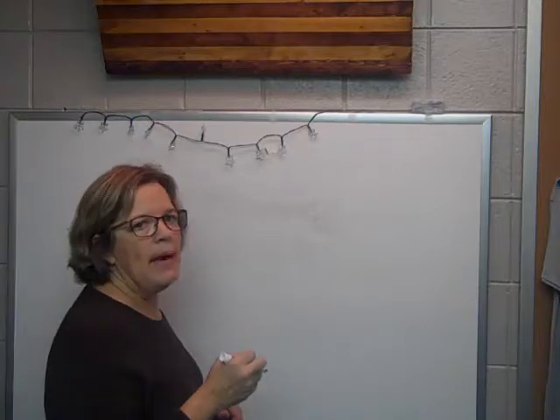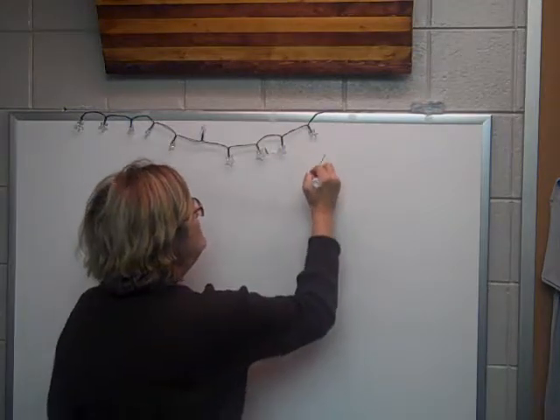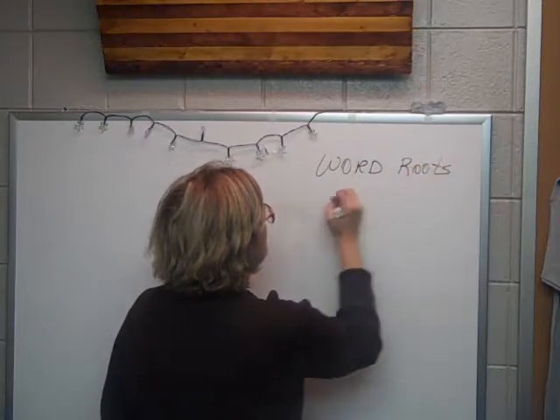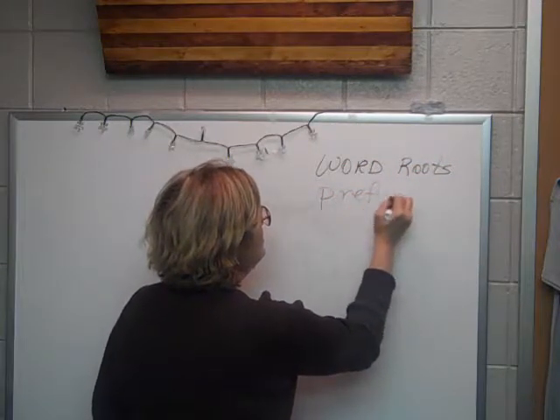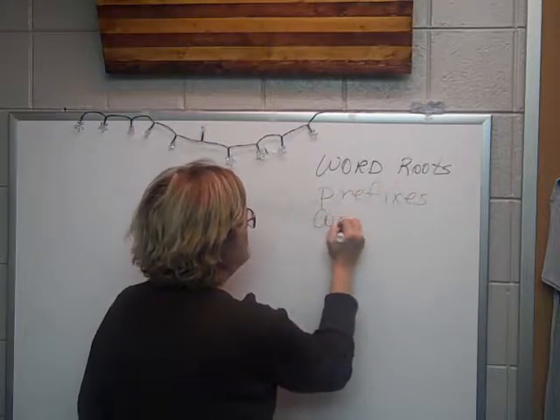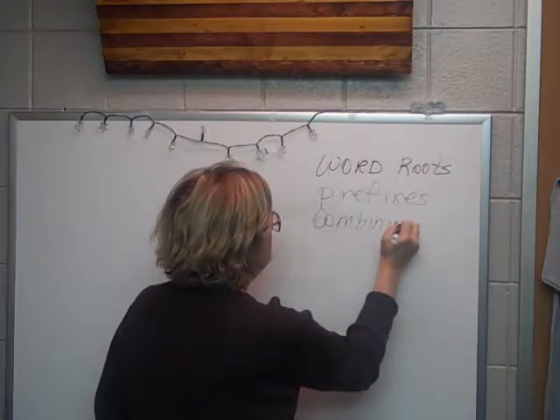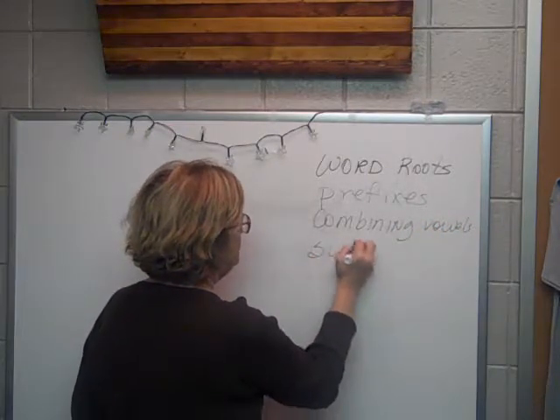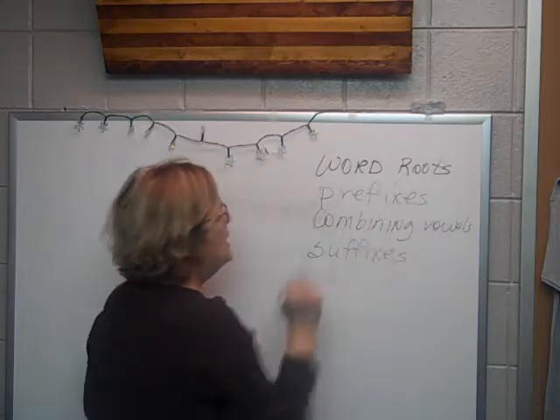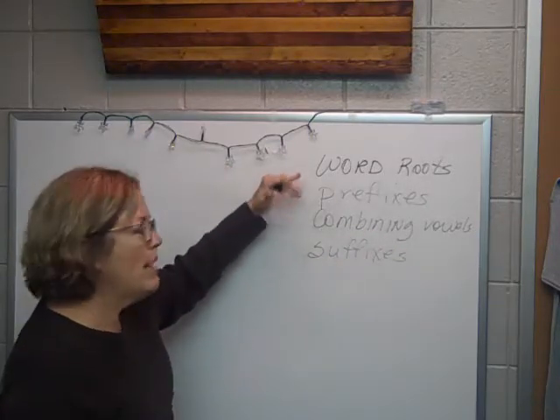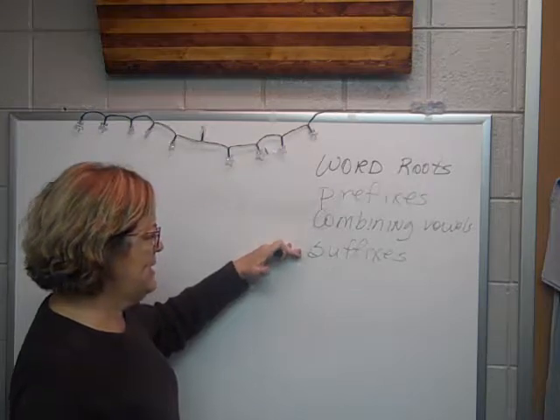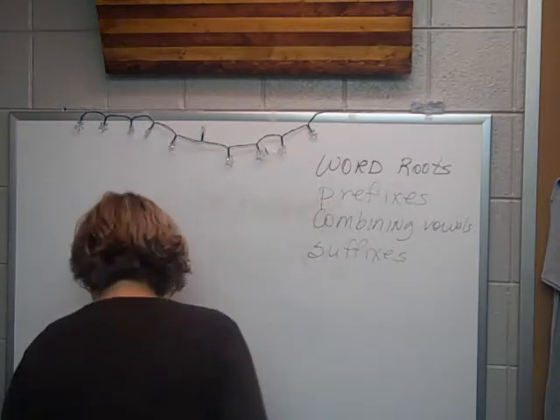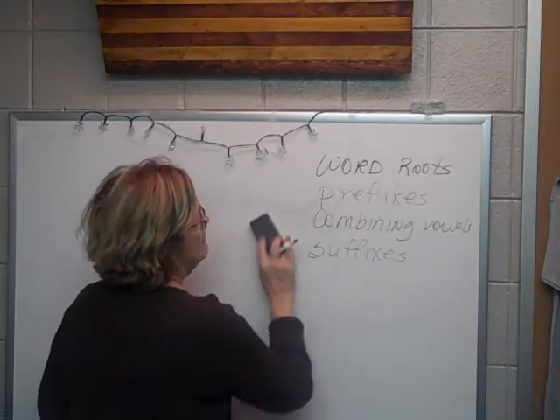Previously, we had talked about a medical term and how it's made up of word roots, prefixes, combining vowels, and suffixes. So when we take a medical term and we break it down into parts, it will have a word root, a suffix, sometimes a prefix, and sometimes a combining vowel. But today we're going to focus on suffixes.